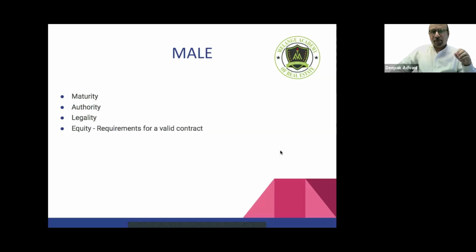MALE. These are the requirements of a valid contract. It means every valid contract should have these four components: maturity, authority, legality, and equity. These are the four major components of a valid real estate contract.